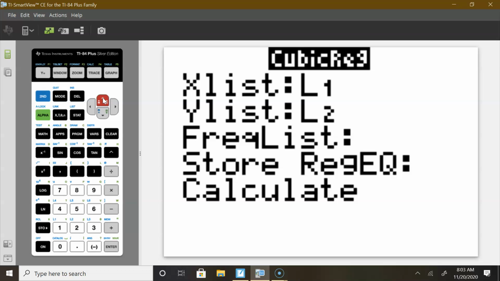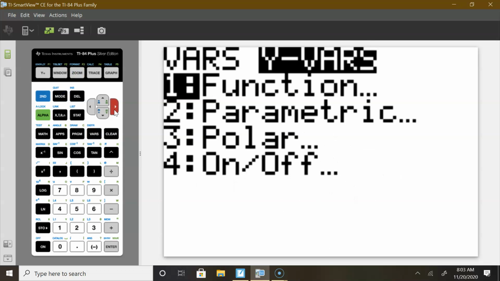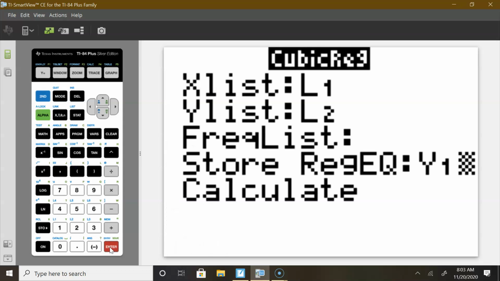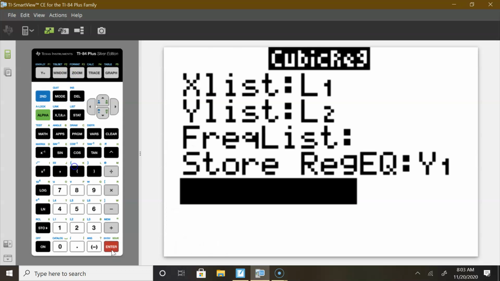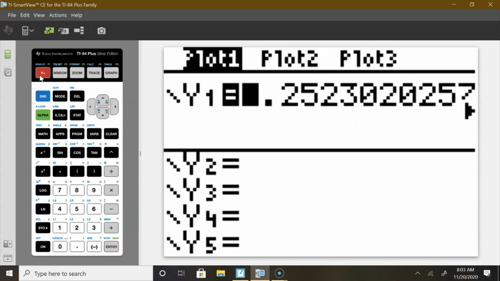Okay? And if you've got an 83, I'll show you how to do this in 1 second. But you hit vars, go over to y vars. It's a function, y1. What this does is it saves this regression equation, which is 96.7% accurate. And it saves it right up here. So here's my lovely little equation.